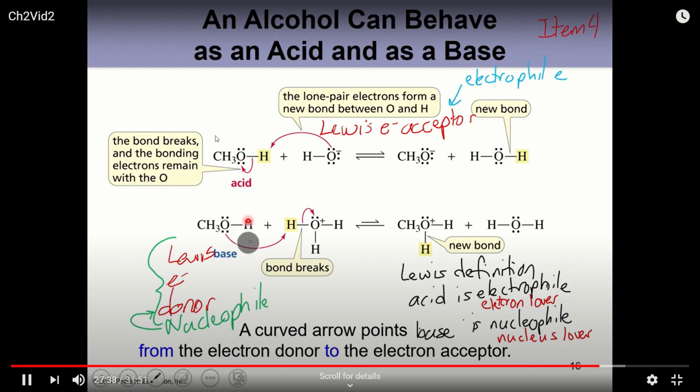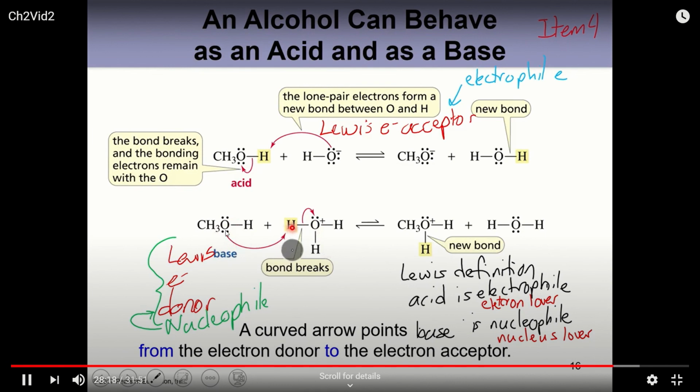And we have a neutral acid going to a charged negative base, and a negative base going to a neutral acid. In order to act as a base, you have to be able to donate electrons. So because methanol has a lone pair, it can donate those electrons and act as a base. So methanol can act as an acid or a base.